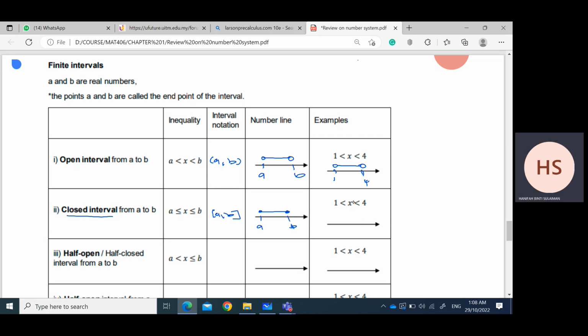Okay, for example, sepatutnya kat sini ada equal sign. So X from 1 to 4. So dia daripada nilai 1 ke 4, and that you need to colour the bullet macam tu. Okay, so kita tahulah nilai 1 dan 4 termasuk dalam nilai X. So the minimum number of X is 1 and the maximum number for X is 4. Okay. Alright.